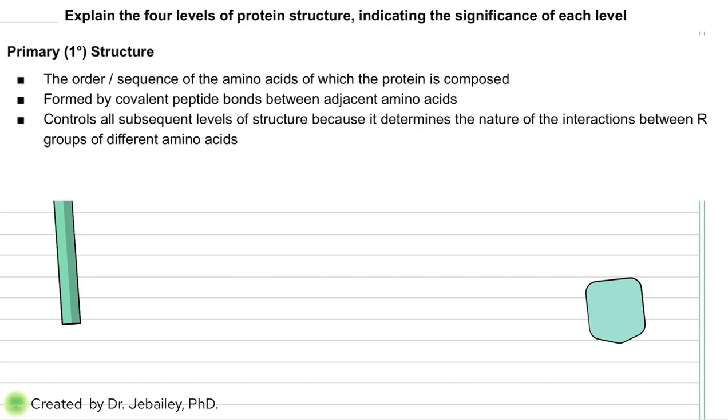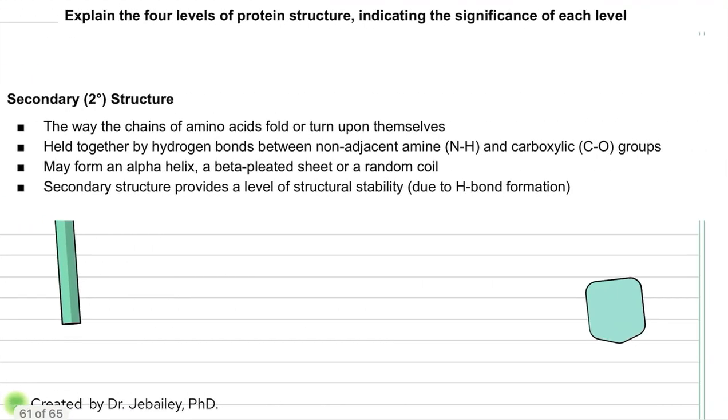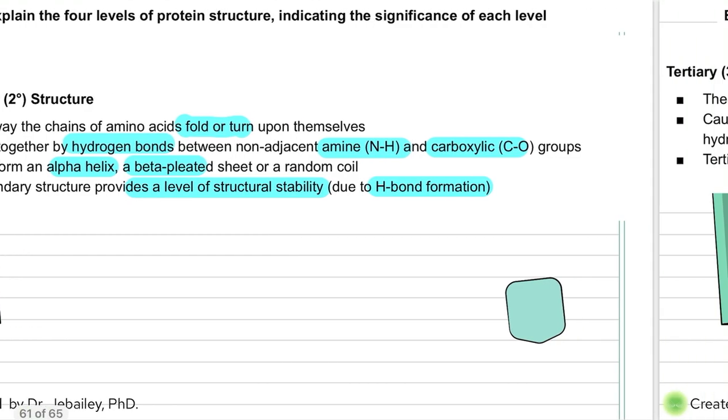For primary, it's the order, the sequence in which the protein is composed. We have the peptide bonds between them. And these usually control the levels of the structure. That means depending on their amino acid sequence, you will know the structures ahead. Secondary structure. This means these chains are folding, right? And they're held by what? By hydrogen bonds, which usually are between the amino and the carboxyl group. You can have the alpha or the beta pleated sheets. And usually they have hydrogen bonds, so they keep the stability going on. So you already got enough of the points here.